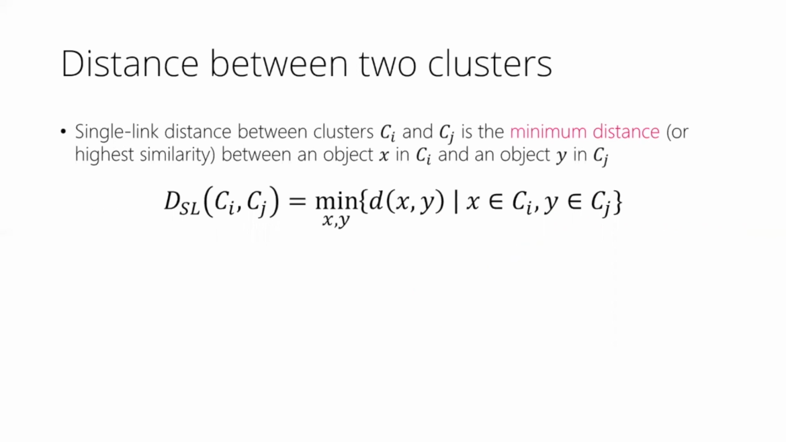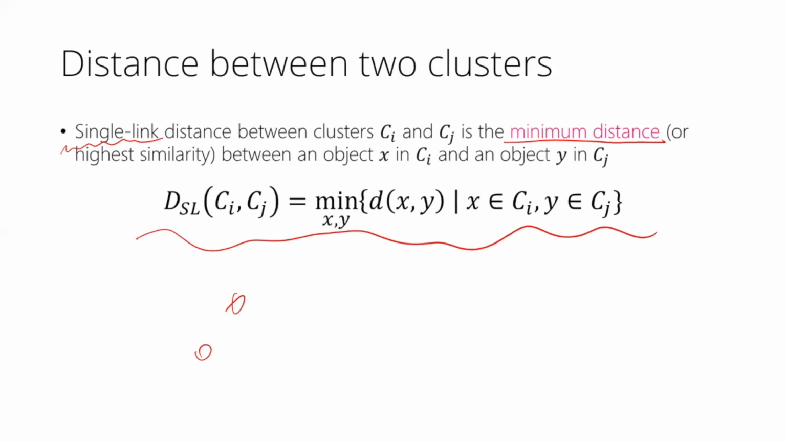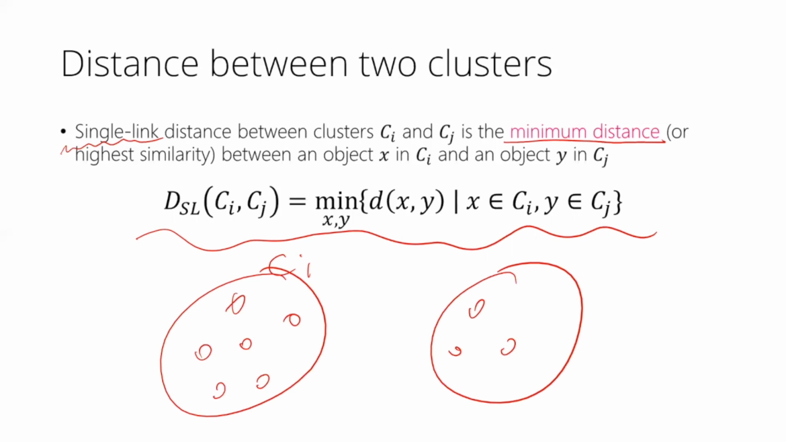The first thing I'm going to introduce is what is called the single link distance. The single link distance is defined to be the minimum distance between the two clusters. What this equation tells us is that, let's say you have a cluster Ci and a cluster Cj. By using the elements of Ci and the elements of Cj, you can define distances. Let's say x is an element selected from Ci, and y is an element in Cj.